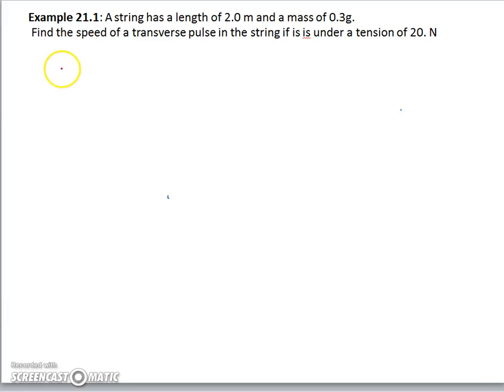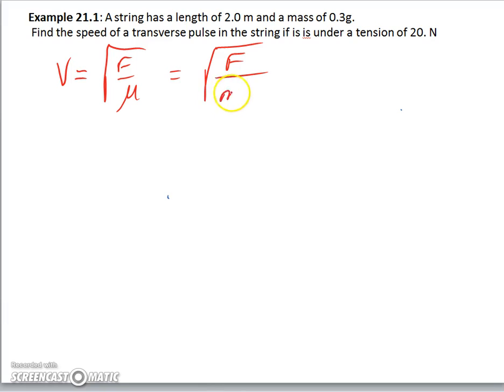Well, the formula that we need to remember is that the velocity for such a pulse is equal to the square root of the force divided by the mass per unit length, or in this case, writing the mass per unit length explicitly, the mass divided by the length.